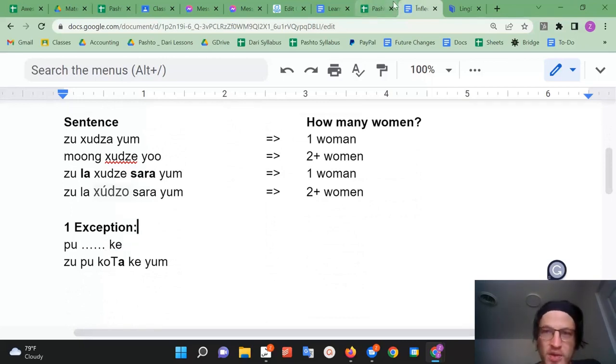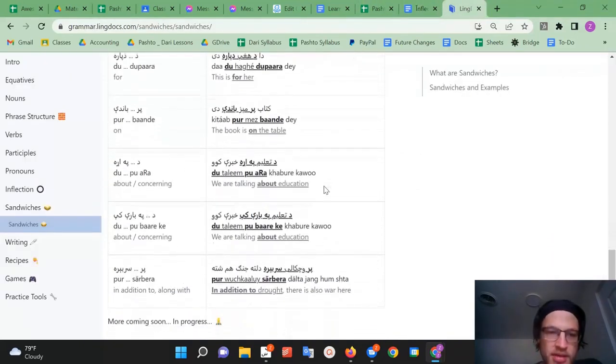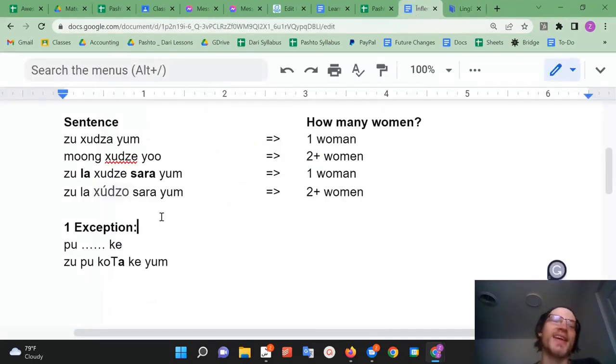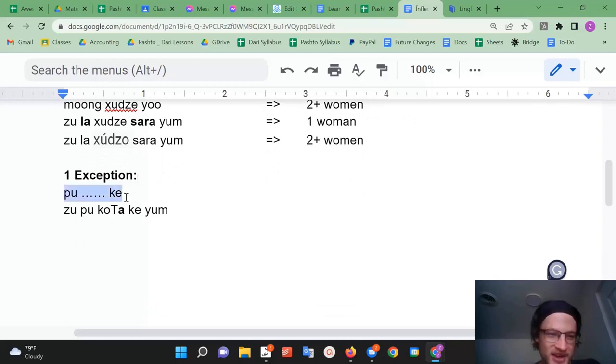So this pattern will work with all of these sandwiches, except there's one main exception, which fortunately is a very common one, pake. When you're using pake, this is the sandwich for in. So I live in Houston, for example. With pake, you are not actually going to inflect, at least in most cases. There are some complex times in the future we'll talk about later where you will inflect, but in 95% of the times when you use it, you're not going to inflect.